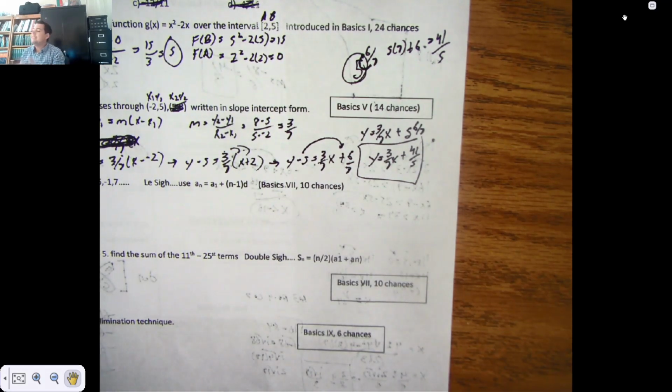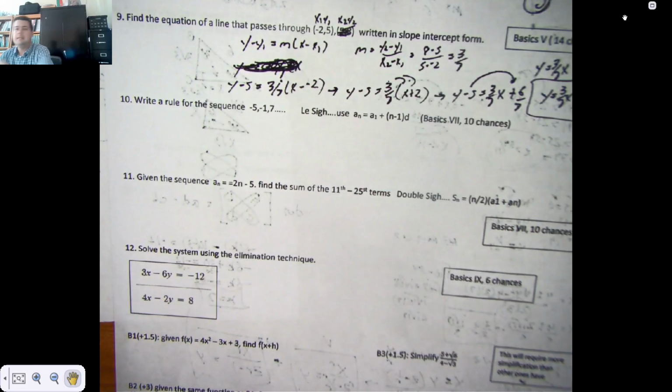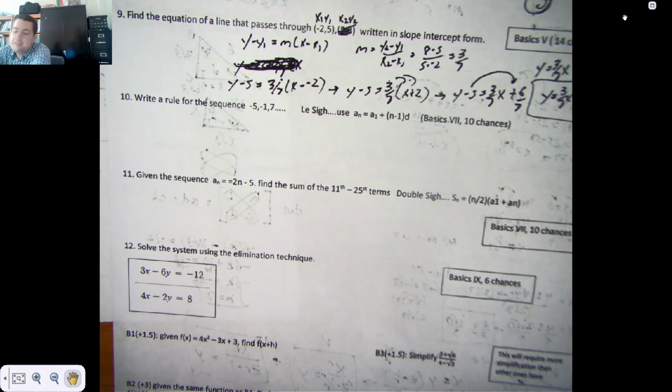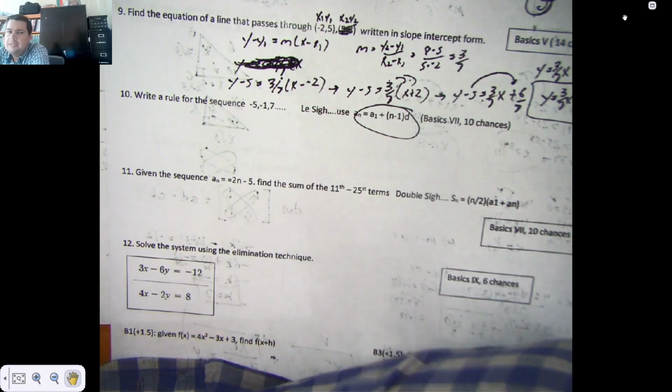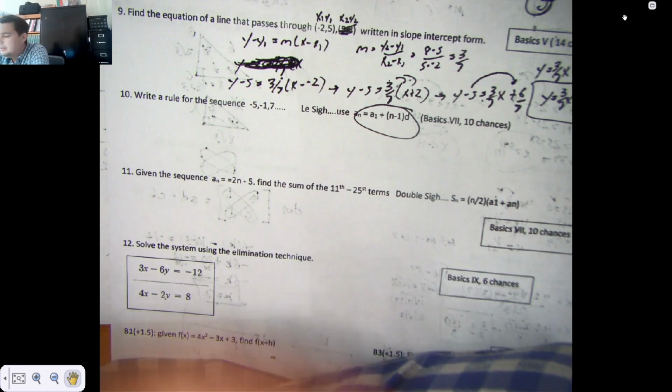There's that one. As easy as I know how to make it. I don't know how to make it any easier. Number 10, write a rule for the sequence. So you get to use this thing. Some of y'all are making up numbers for n, and I don't know why you're doing that.